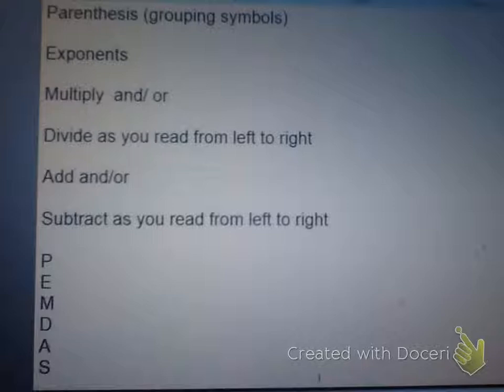The order of operations are first parentheses, exponents, multiply and/or divide from left to right, and add or subtract as you read from left to right. So we have PEMDAS. Now don't forget that in PEMDAS, multiply and divide is left to right, and add and subtract is left to right. So it's whatever you read first.